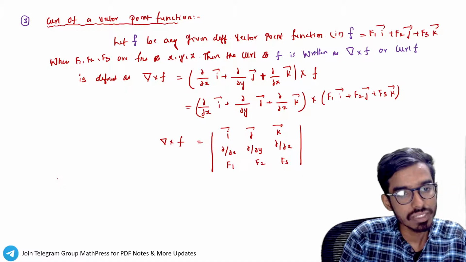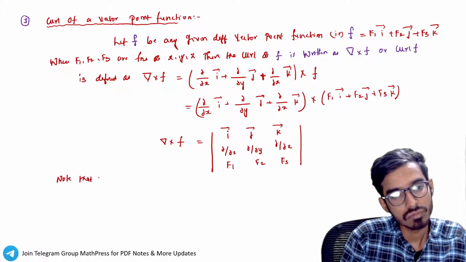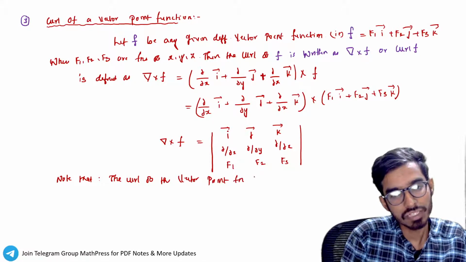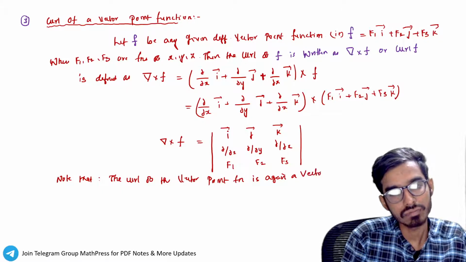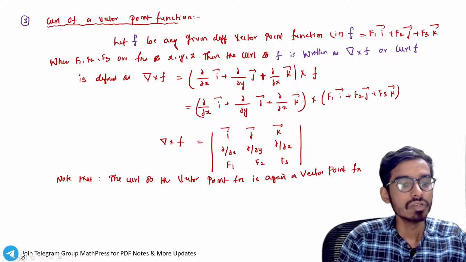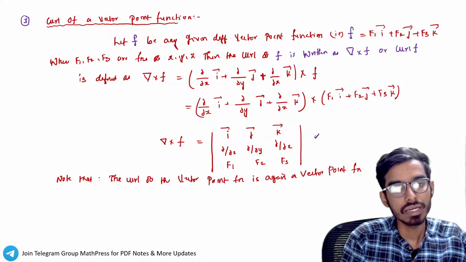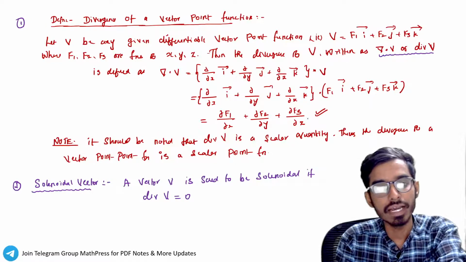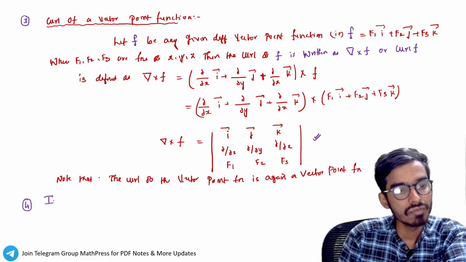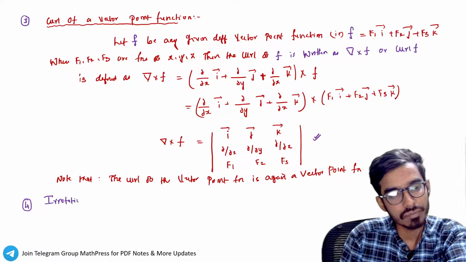So here note that the curl of the vector point function is again a vector point function. So very simple, right? Just remember the formula for del cross f and del dot f. So now we're going to introduce the fourth definition, which is the irrotational vector.